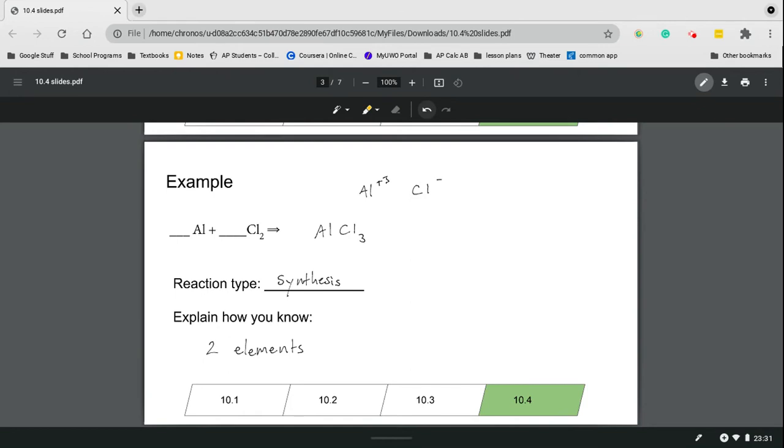And now to balance this, we're going to need a 3, then a 2, then a 2 back there. And that's all balanced. So 2Al plus 3Cl2 is going to make 2AlCl3.